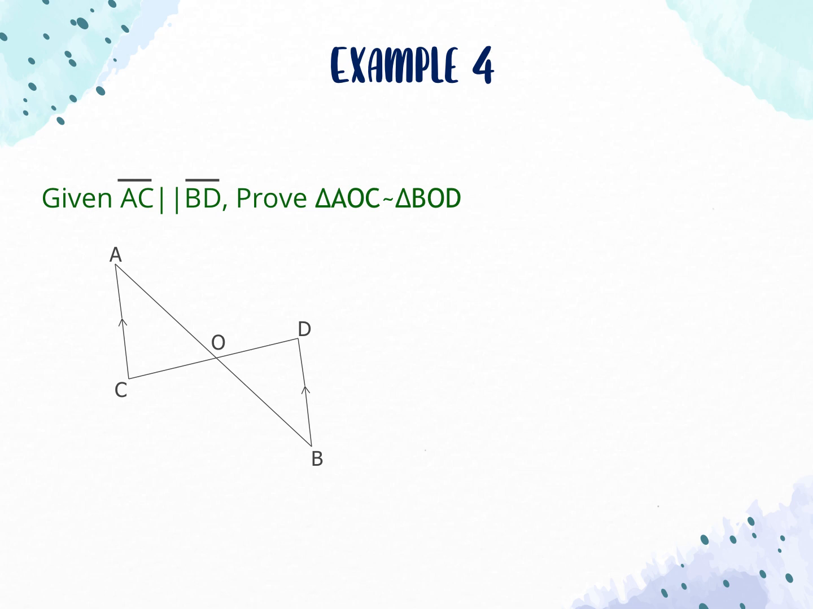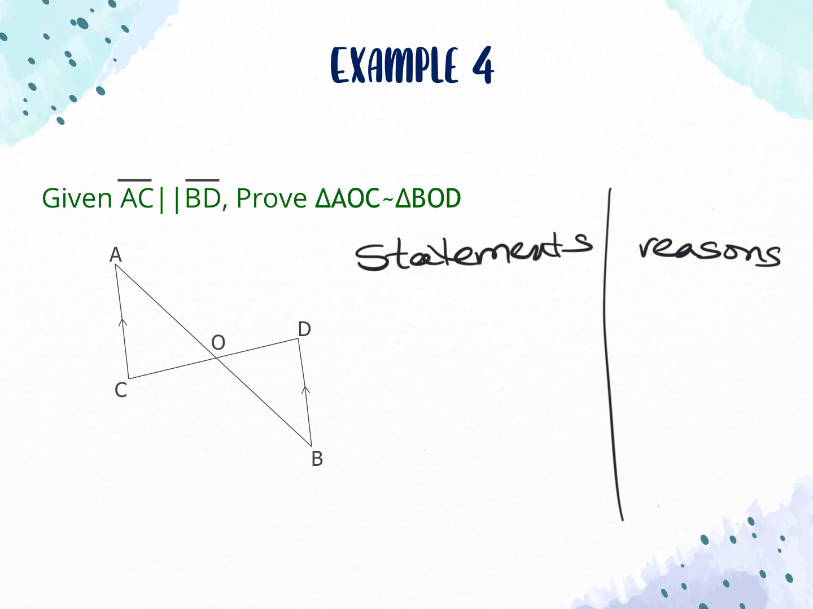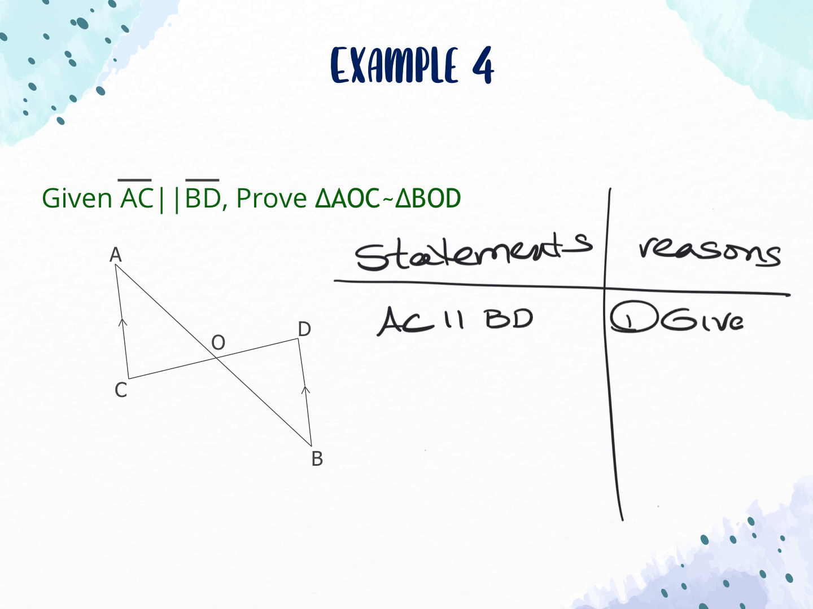Okay, so we're going to write a proof here. Statements and reasons. Go ahead and fill in your given. All we're given is that AC is parallel to BD. That's the only given we have. And we're trying to prove that triangle AOC is similar to triangle BOD.